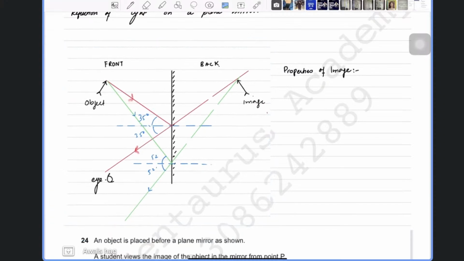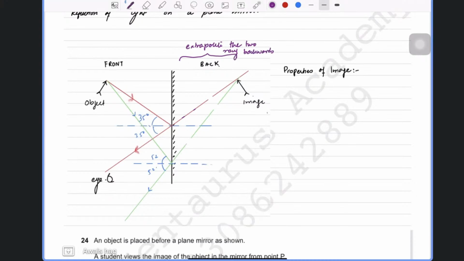Okay, like that, right? So now this section that we know, these two lines, as you can see, you need to extrapolate the two rays backwards, and the image is formed where the rays meet. Is it clear? Yes, sir.